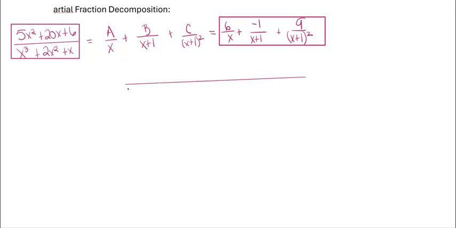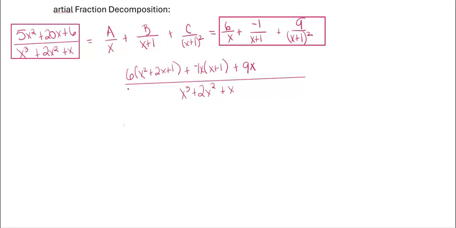Okay, so I'm going to write my x to the third plus 2x squared plus x here on the denominator, and then I'm going to combine my 3 numerators. So I'm looking at my 6 over x, and it's missing x plus 1 squared. So I'm going to have to multiply by 6 times x plus 1 squared, which is the same thing as saying x squared plus 2x plus 1. Okay, and then my -1 is missing an x plus 1 and an x. So it's going to be -1 times x times x plus 1, just like it was when it was my b. And then here, 9 is over x plus 1 squared, so I'm just missing the x. So here's my new numerator.